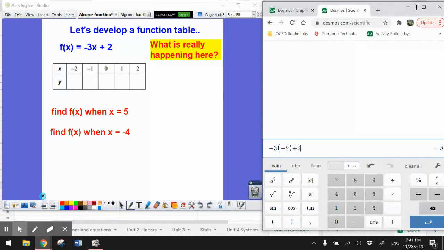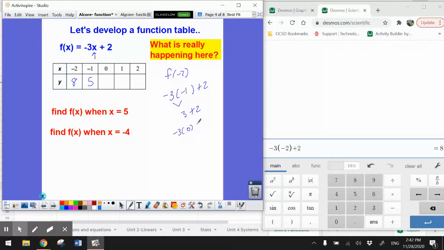I see the value of f of negative 2 is 8. Okay, so that was f of negative 2. That answer is 8. I'm just substituting in for the x. So negative 3, let's throw in the negative 1. And we won't even use our calculator this time. Negative 3 times negative 1, that's 3. 3 plus 2 is 5.